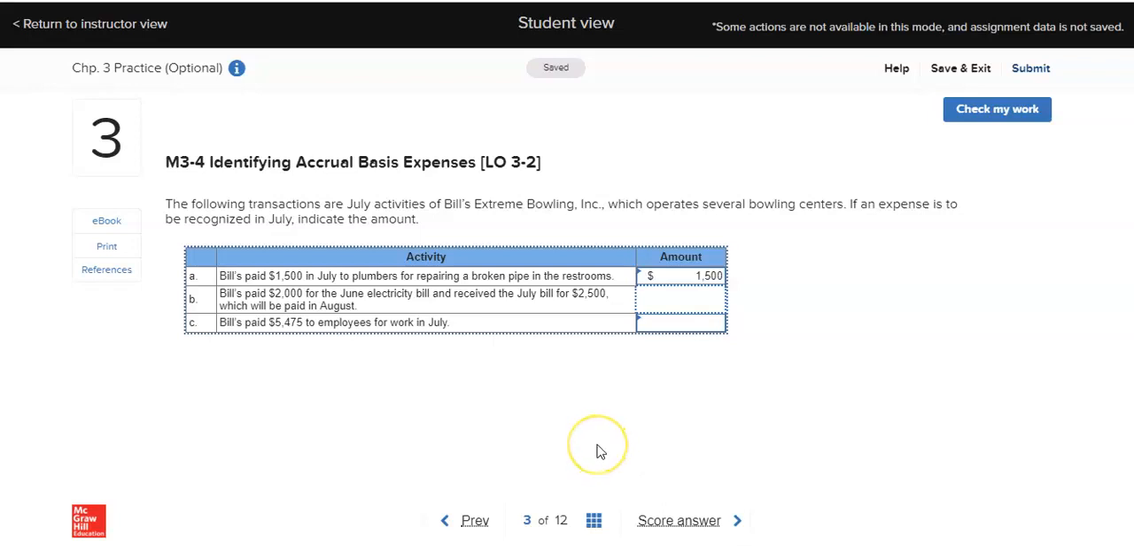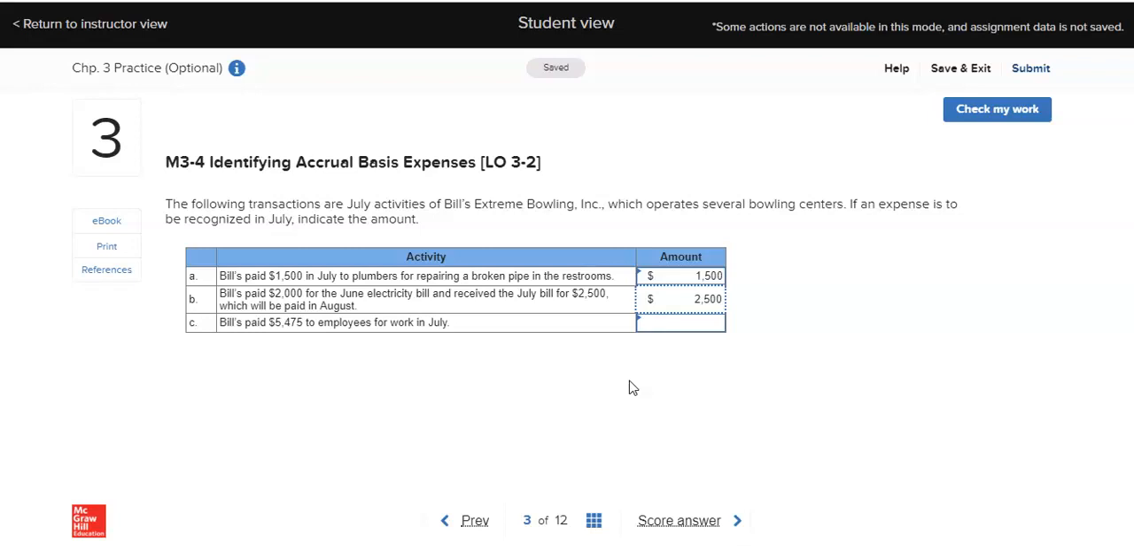In the second part of this, it says that Bill's Extreme Bowling received the July bill for $2,500, which will be paid in August. Now we're recording transactions of Bill's Extreme Bowling for the month of July. So if you received the electricity in July, it should be recorded as an expense in July. It is incurred in July, which means you received the benefit of the cost in July. The June electricity should have been recorded in June.